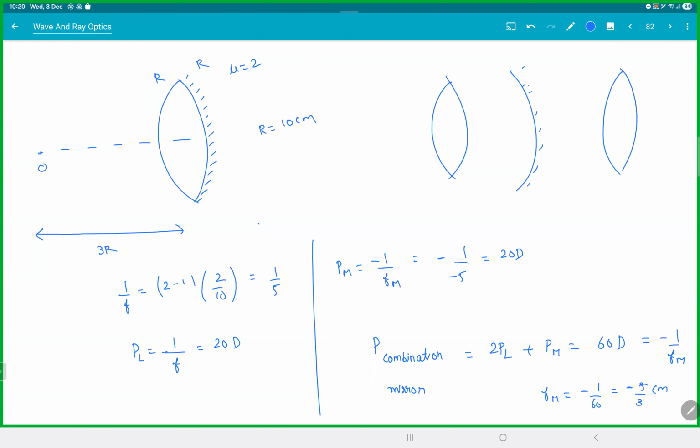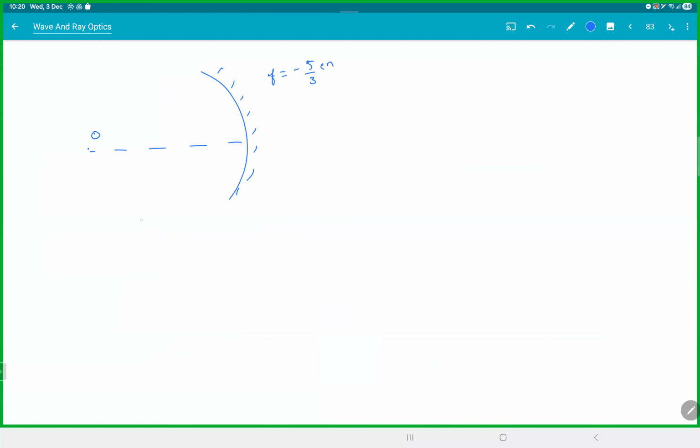Where did you keep the object? 30 centimeters. Okay, this just becomes simply a mirror question. Now use the mirror formula. That's what I'm saying. If you don't know what kind of thing it becomes, the formulas will get messed up. And 1 by f will be minus 3 by 5. Solve this, you'll get the answer. Clear with this?